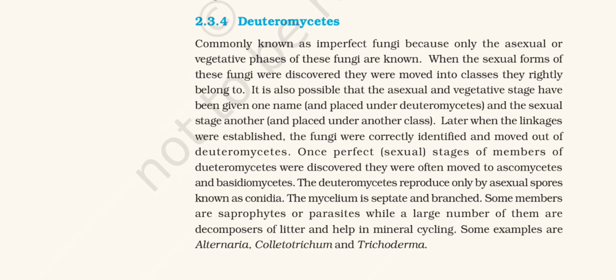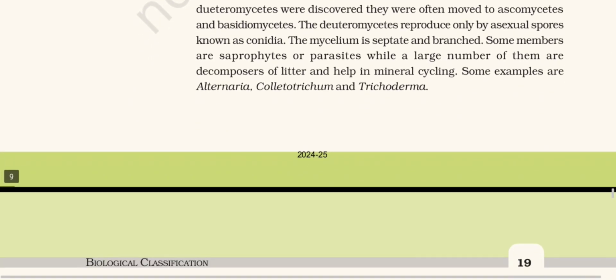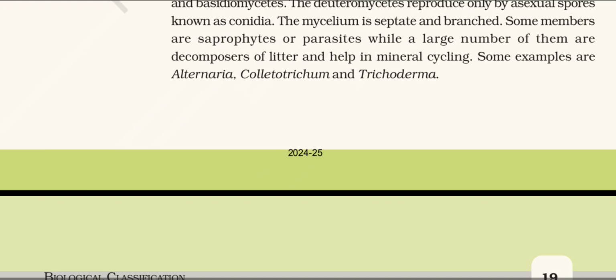The Deuteromycetes reproduce only by asexual spores, known as conidia. The mycelium is septate and branched. Some members are saprotrophic or parasites, while a large number of them are decomposers of litter and help in mineral cycling. Some examples are Alternaria, Colletotrichum and Trichoderma.